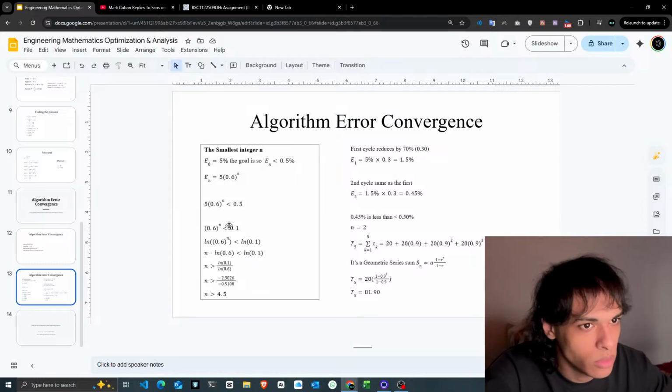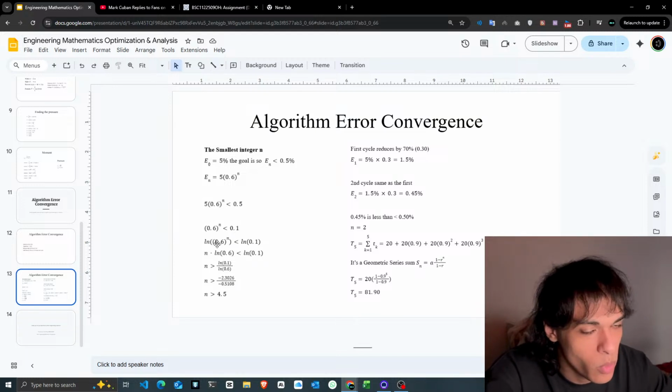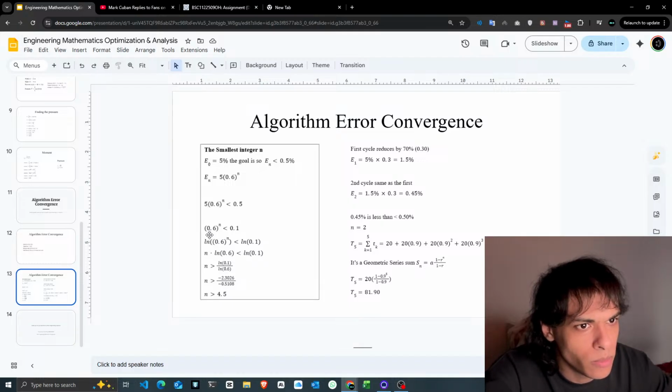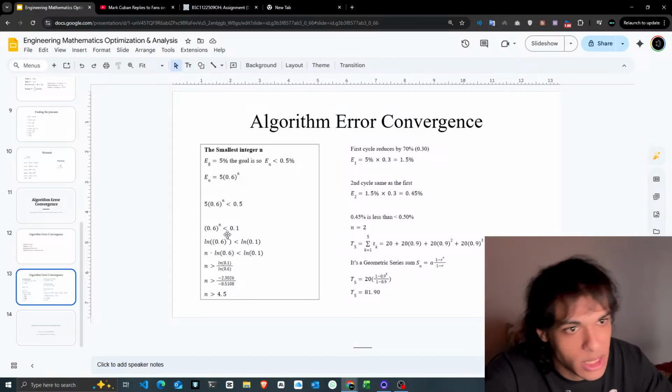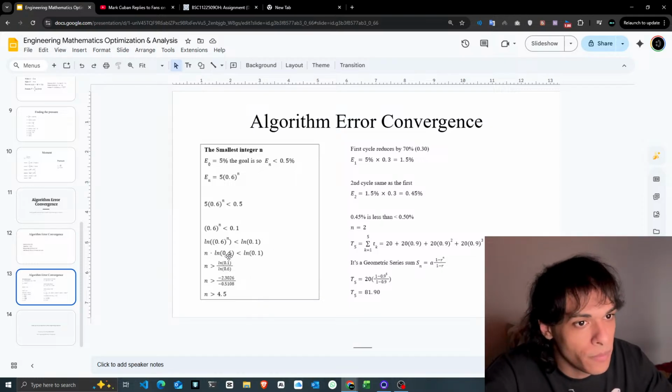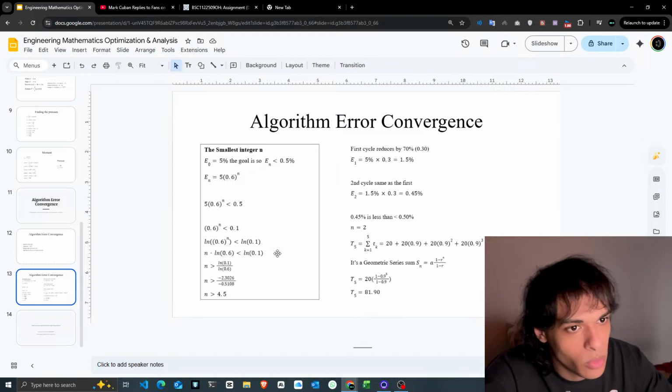So then we start solving the formula. We take this to the other side. So 0.5 over 5 is 0.1. And in order to get the n, we need to use the feature of the logarithm where we can take the n outside if we take the logarithm of both sides, okay? So we do that, and now we take the ln of 0.6 and ln of 0.1. Clearly they're going to be negative numbers, so since they're negative numbers, we take them to the other side.